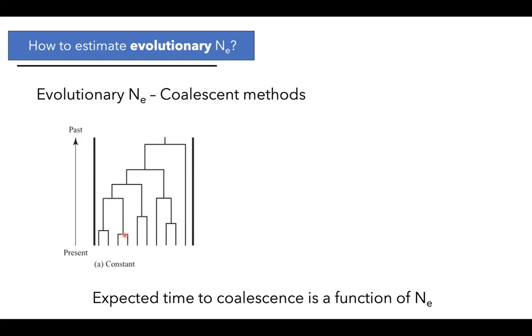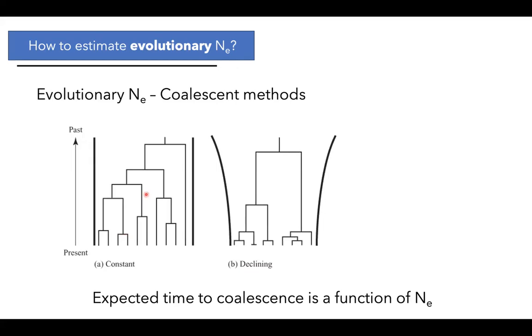And you can see that these lineages are coalescing at pretty much a regular rate as we move backwards through time. On the other hand, if we have a changing population size through time, say a declining population, then the further back in time we go, the bigger the population size is. So this ancestral population is pretty big. The current population is relatively small. And we can see the effect that has on our coalescence times, right?